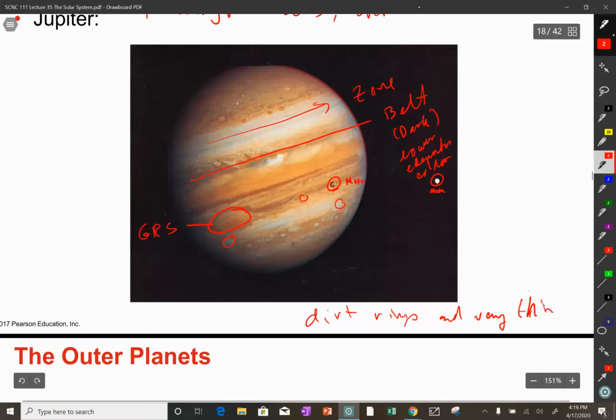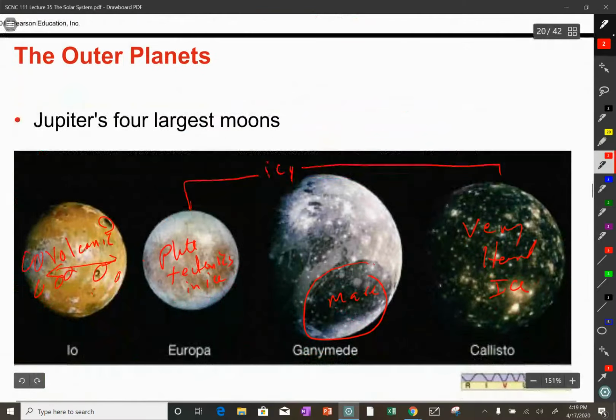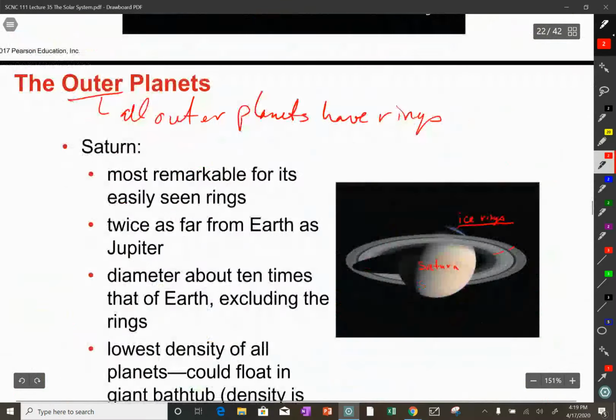So those dirt rings can only really be seen when you have Jupiter between a light source and you. We call this an occultation, and then they can be seen. And so the question comes, where do these rings come about?